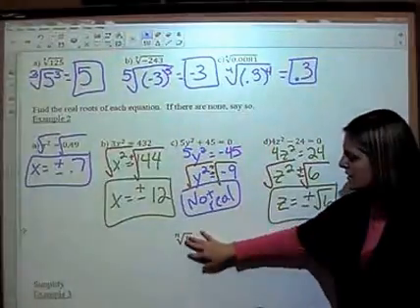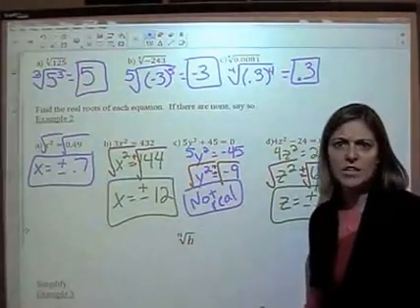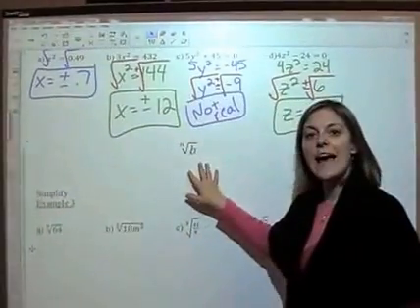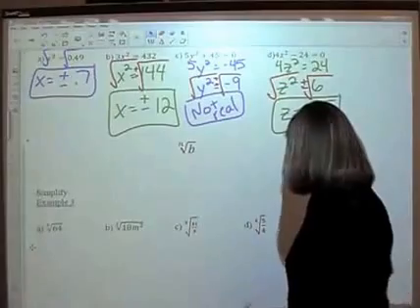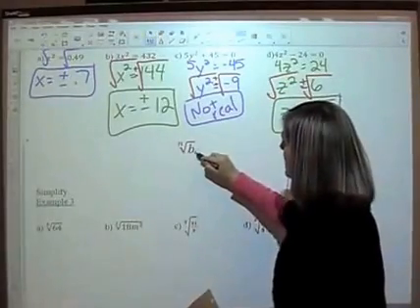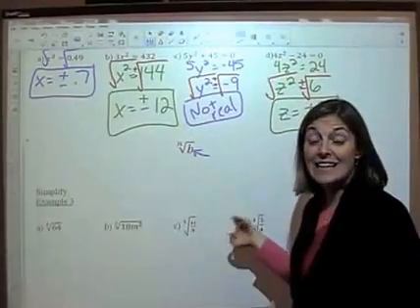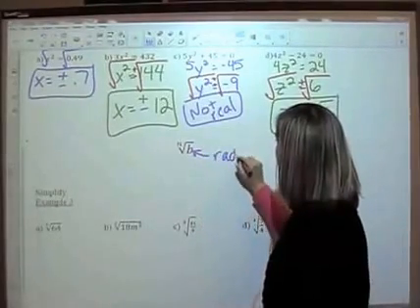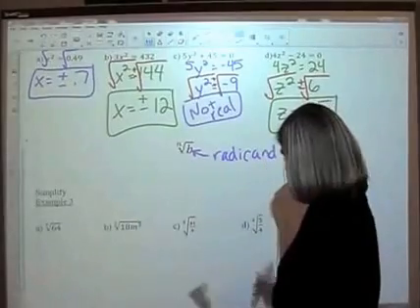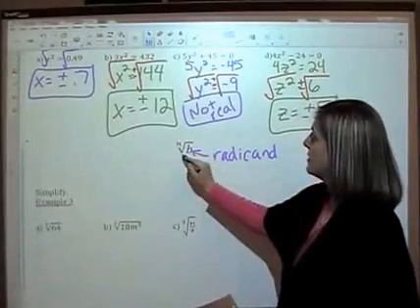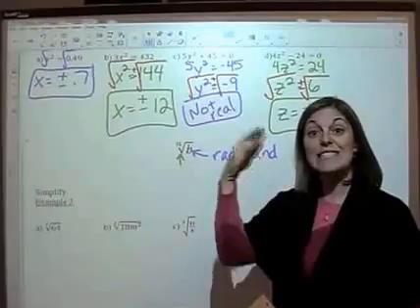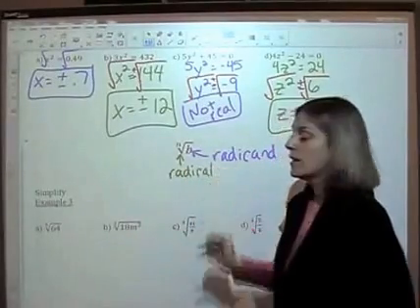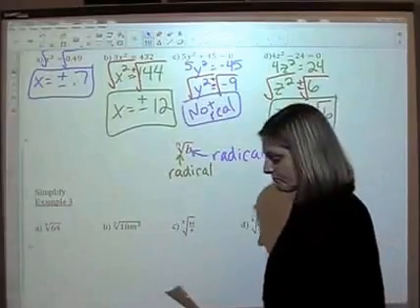Now let's take a look at this little thing and let's talk about some terminology that we're going to use. So here we have the nth root of b. Okay? So b is what we call the radicand. That thing inside the radical is called the radicand. All right, and then that little symbol is called a radical.